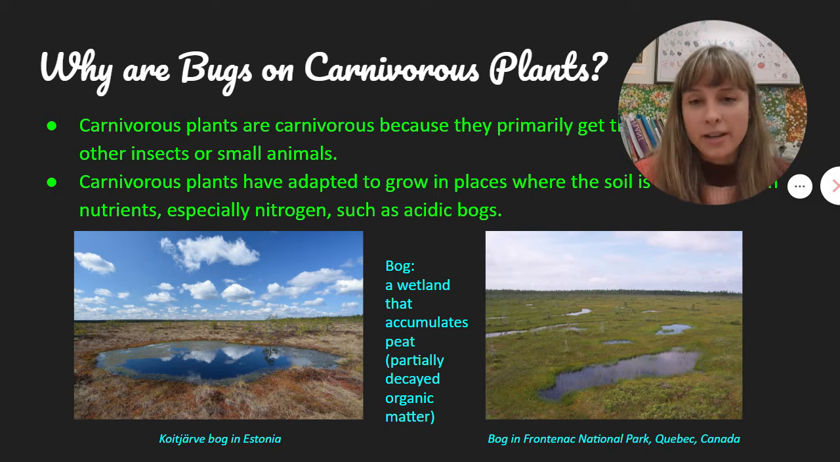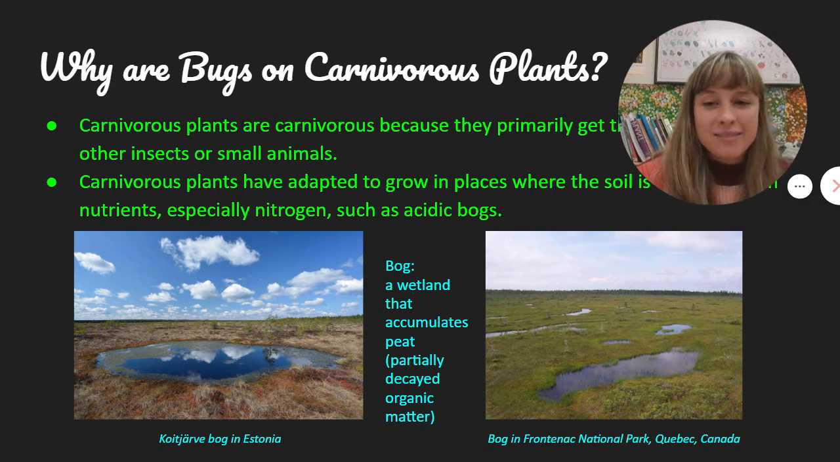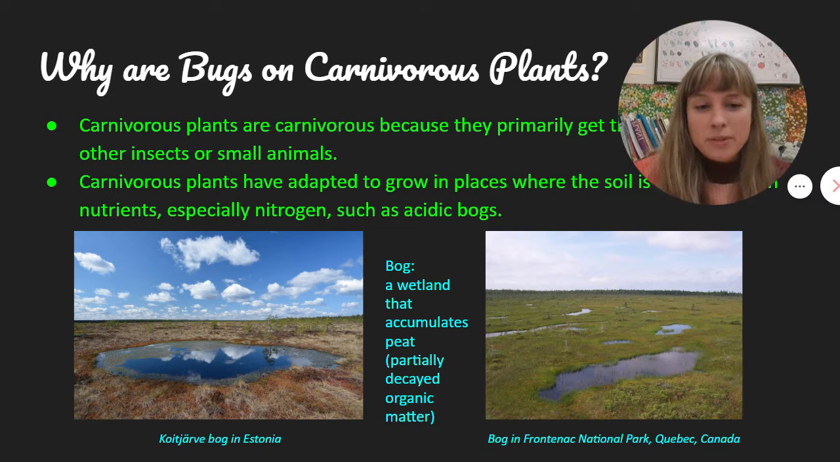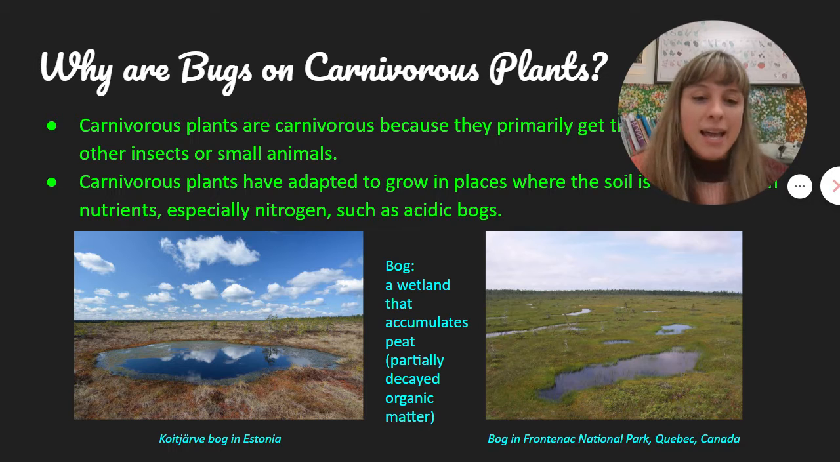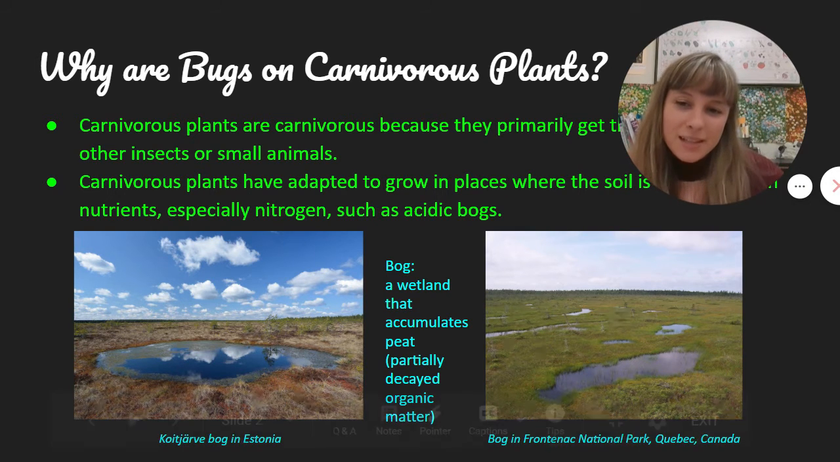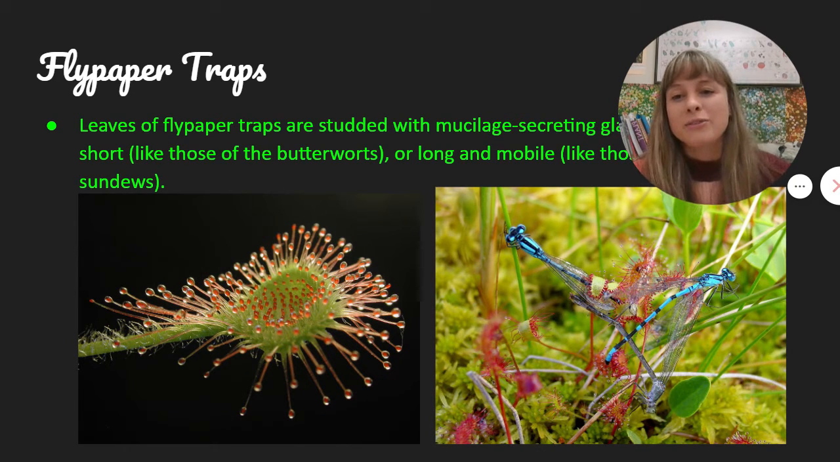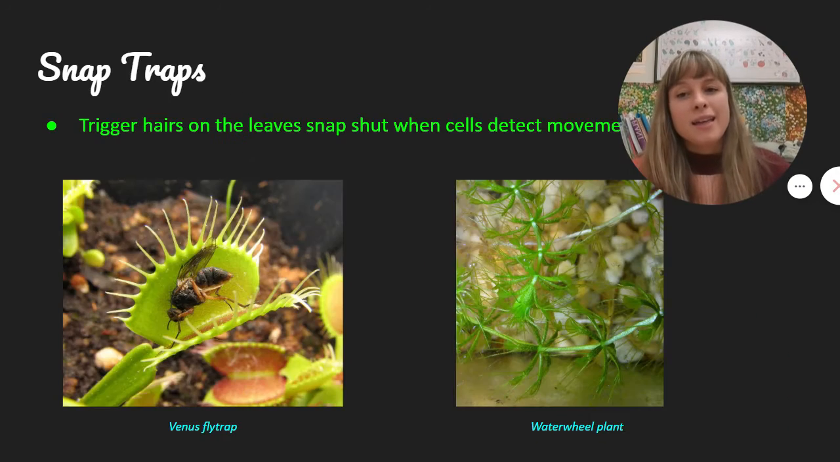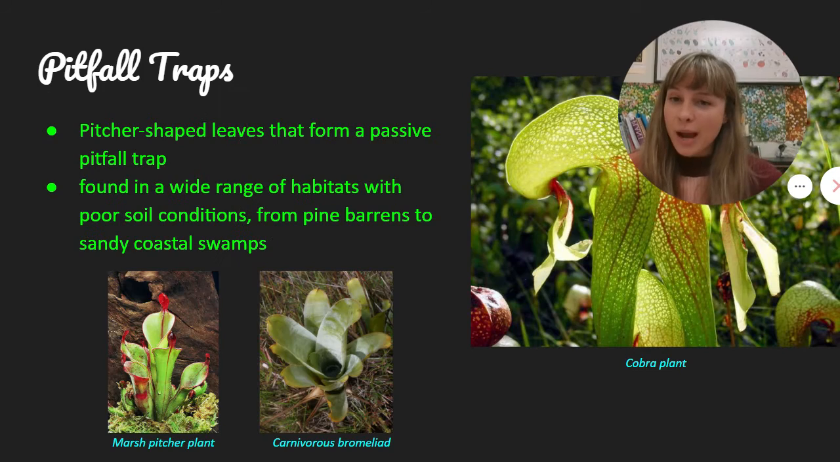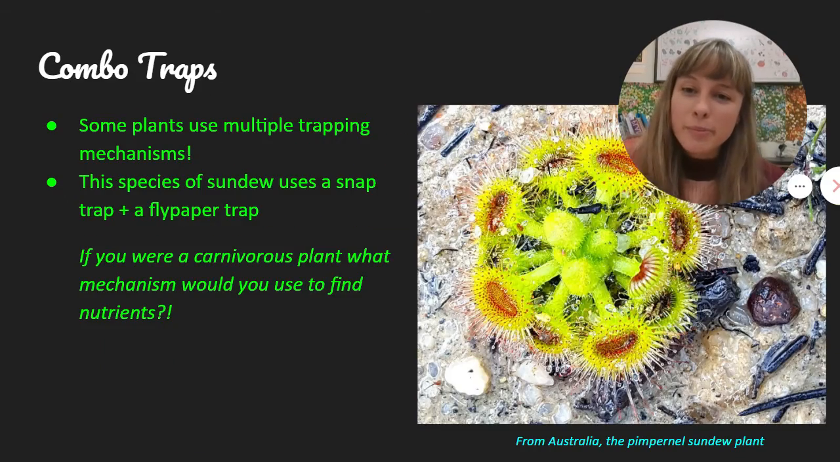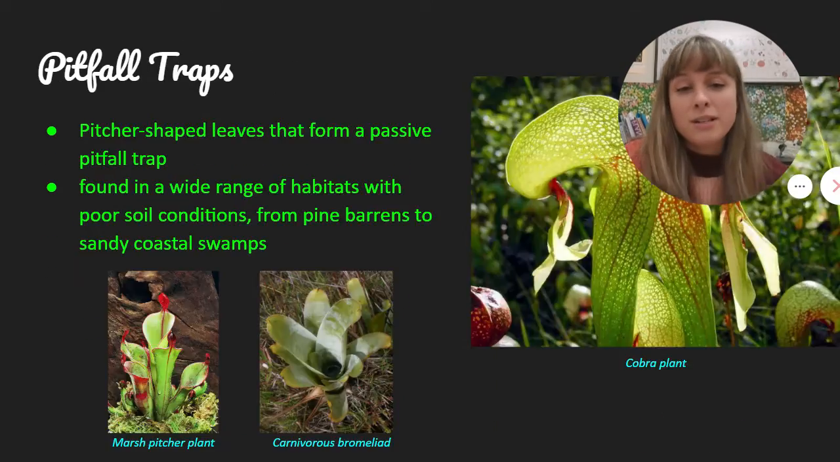So one example of an ecosystem that does not have all the nutrients that plants need to grow would be a bog, especially an acidic bog, one that doesn't have a lot of nitrogen. So these are two examples of what bogs look like. It's a wetland and it accumulates peat. So many different mechanisms that plants use to trap prey include flypaper traps, snap traps, bladder traps, pitfall traps, lobster pot traps, and a combination. So let's back it up.